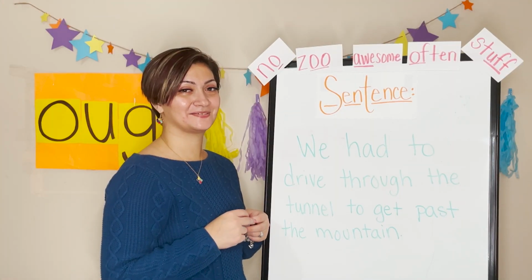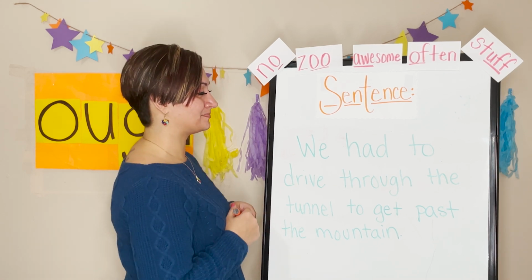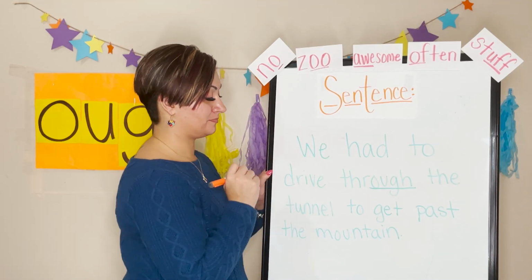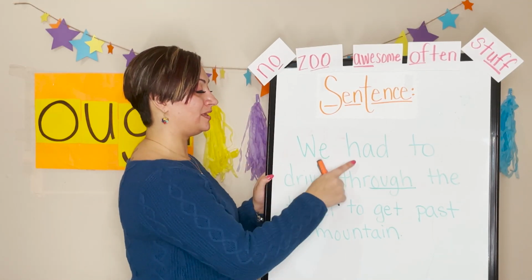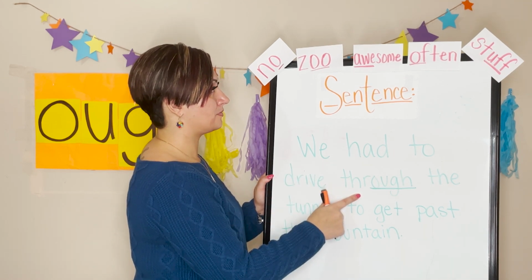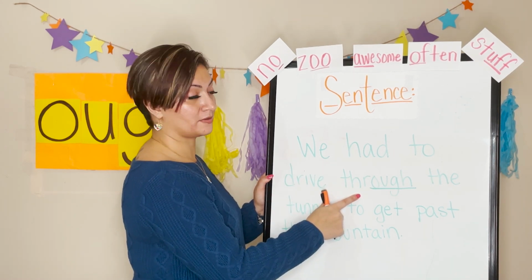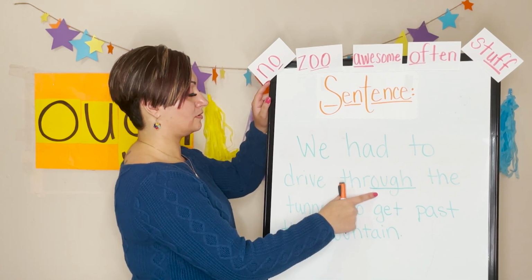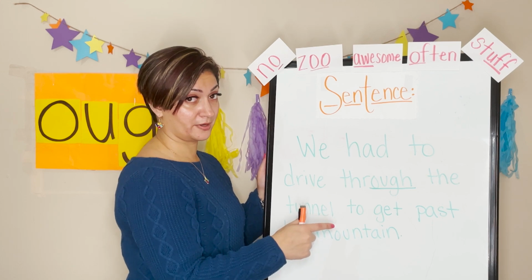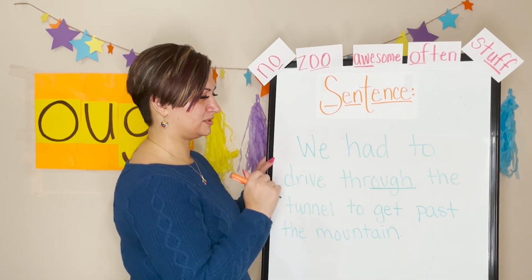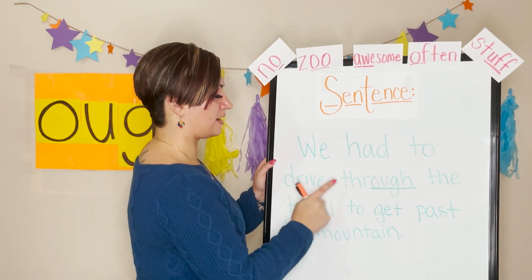All right, scholars. Here's our next sentence. I see my ough word here. All right, let's see. We had to drive. Ooh, what do you think? Should we start right here again? Throw. Throw's a real word, right? Do you know how throw is spelled? Not sure? Okay, let's check. We had to drive through.